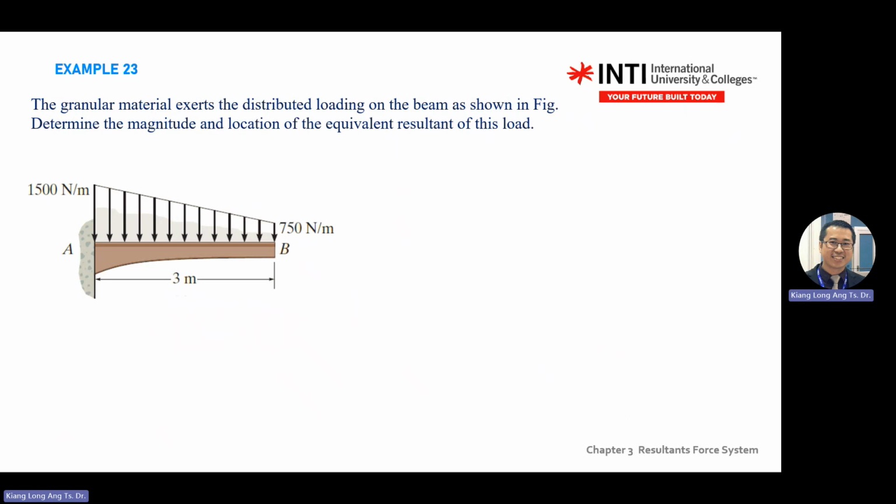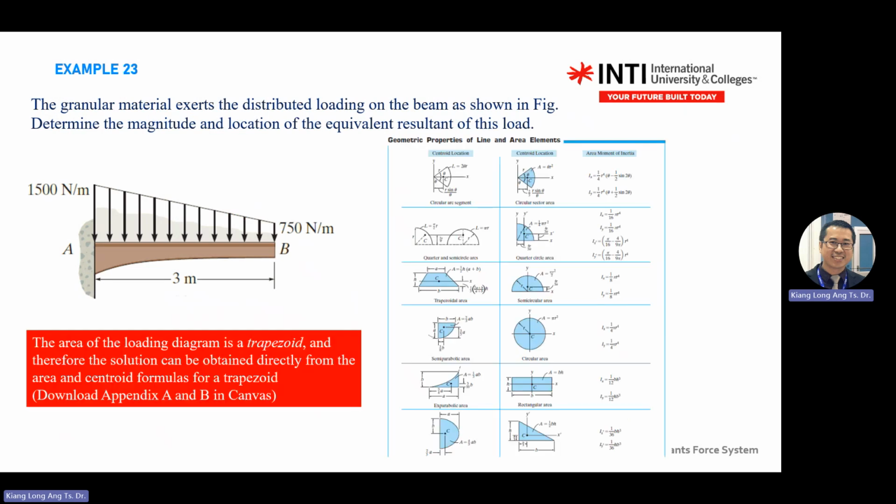This one, go home and see. There's a table inside the Canvas, go and download. Go and see. So if you see different shapes, don't go and compare. For example, triangular, go and see where is the distance from here. There's a formula here. Although very small, it already tells you where's the location from here and so on.